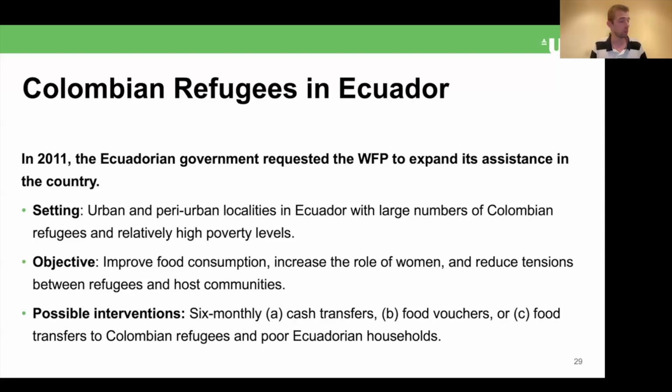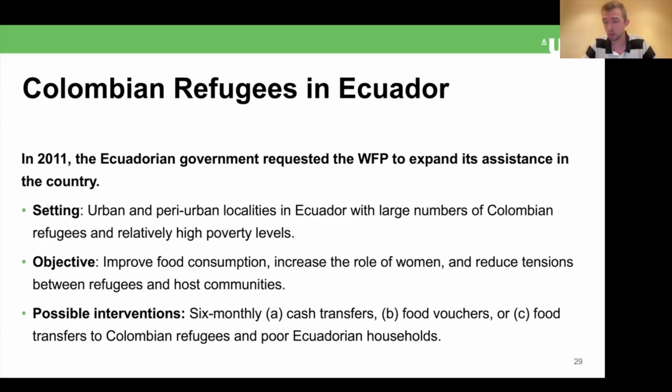So the setting here is urban and peri-urban localities in Ecuador with a large number of Colombian refugees and relatively high poverty levels. Now, the objective of this program, of the World Food Program, was to improve food consumption, what we just discussed, increase the role of women, and reduce tensions between refugees and host communities. Now, in their program, they were considering whether to do cash transfers, food vouchers, and food transfers to both Colombian refugees and poor Ecuadorian households over a period of 6 months.